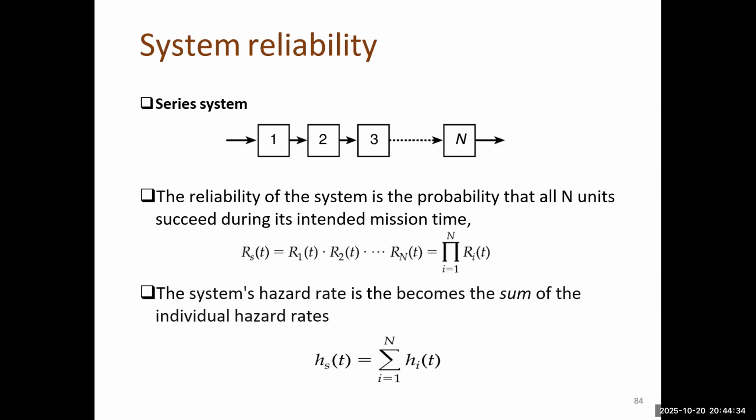And furthermore, if we express this in terms of the hazard rate, what will it be? The system's hazard rate, H_S(t), becomes the summation of the individual hazard rates. In a series system, every component represents a potential point of failure. So the total system risk is the accumulation of all individual risks.